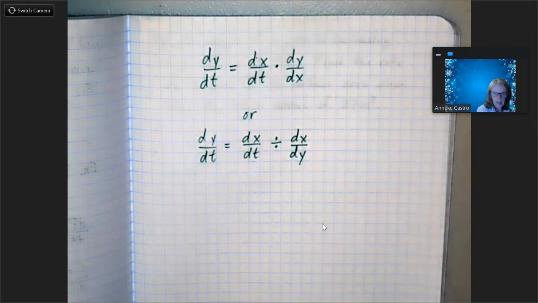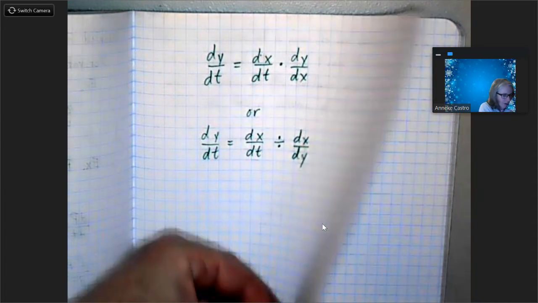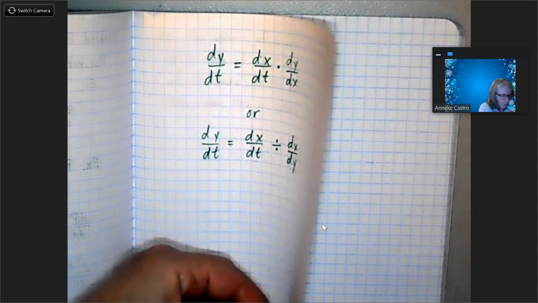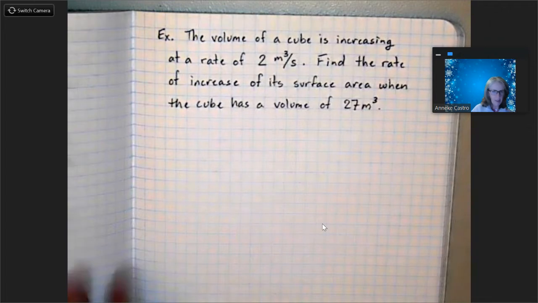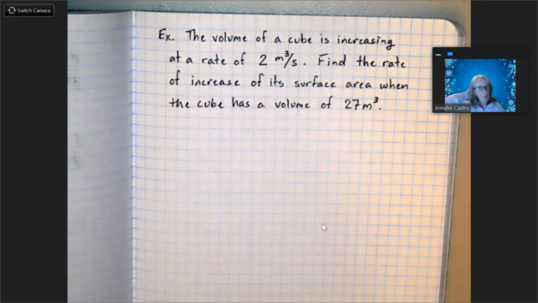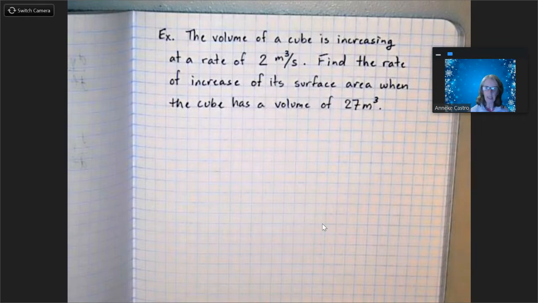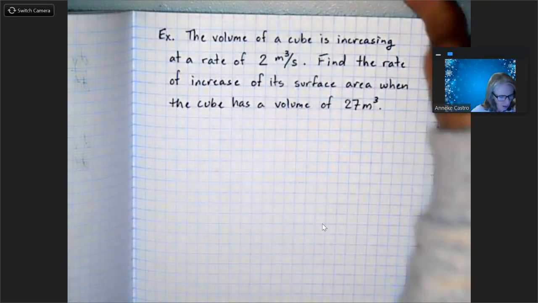Okay, so that probably could have not been on a page by itself, but I thought I was going to take up more space on the previous page. So here is our example. The volume of a cube is increasing at a rate of 2 meters cubed per second. Find the rate of increase of its surface area when the cube has a volume of 27 meters cubed.